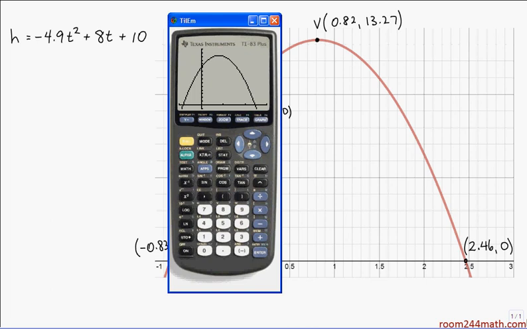Alright, so how do we find some interesting points here? Well, let's find the vertex first.